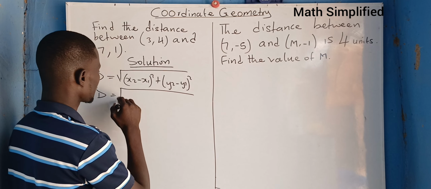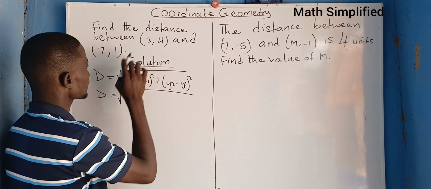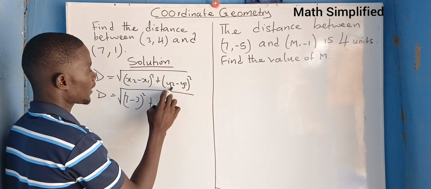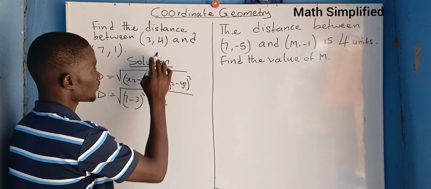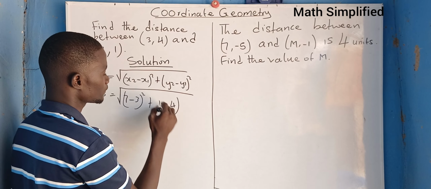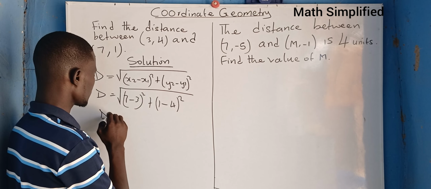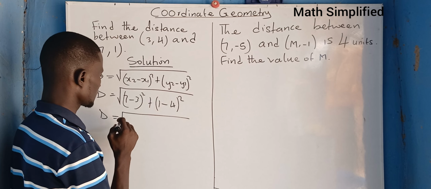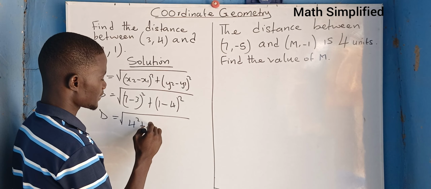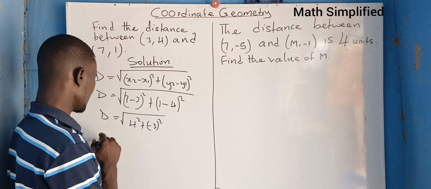We take the square root of x2, which here is 7. So I have 7 minus x1, which is 3, squared, plus y2, which is 1, minus y1, which is 4, squared. You proceed. This and this will give us 4 squared, and this will give us plus negative 3 squared.